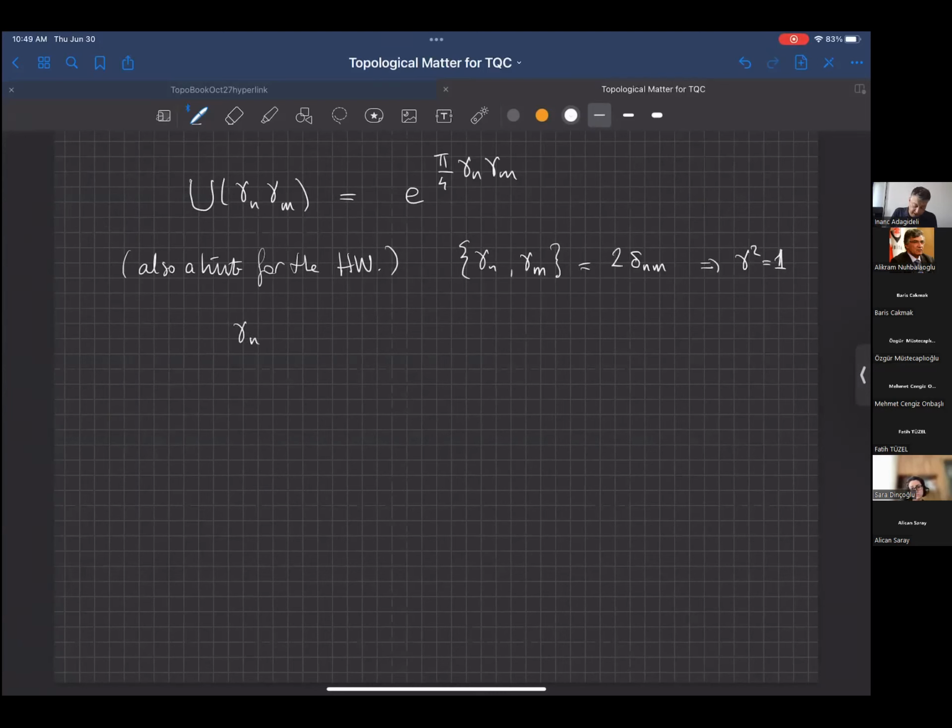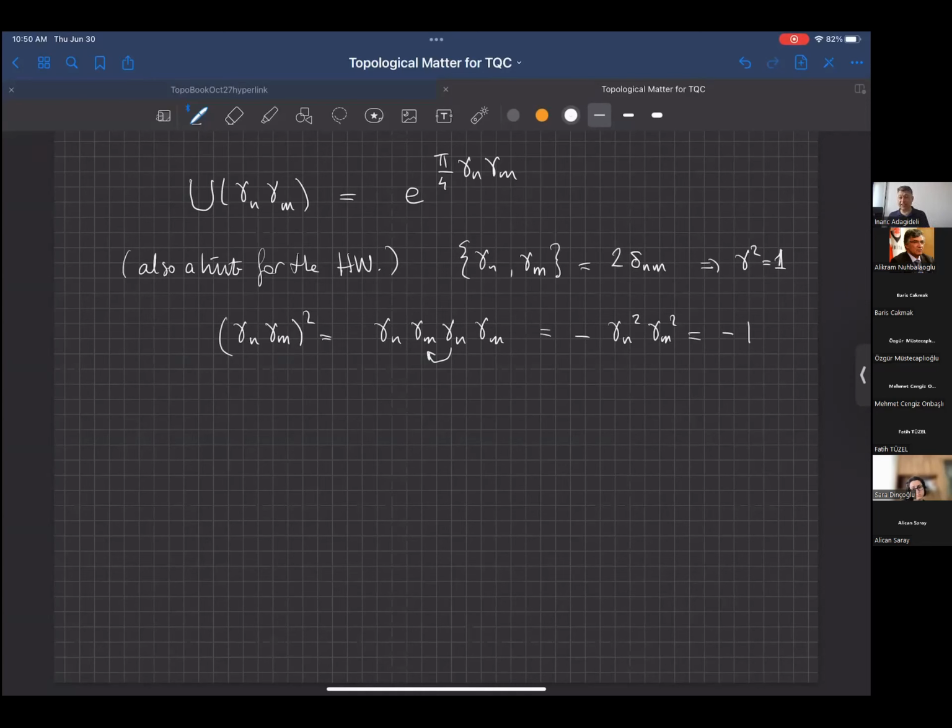So you have gamma n and gamma m. Remember they anti-commute. If you square this, you have gamma n, gamma m, gamma n, gamma m, with n not equal to m. Then I can change this one to that one, which gives me a minus sign. Then you have gamma n squared, gamma m squared, which is one. So this is equal to minus one. So this operator, gamma n gamma m, when they're not the same, squares to minus one, while all these gamma operators square to one.